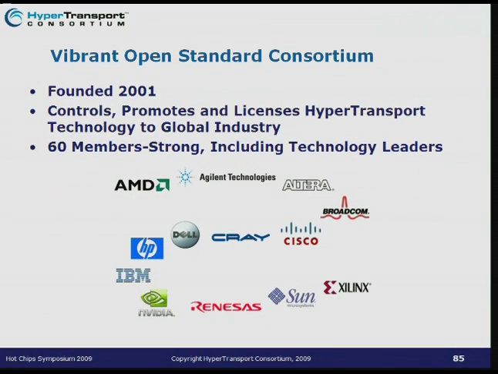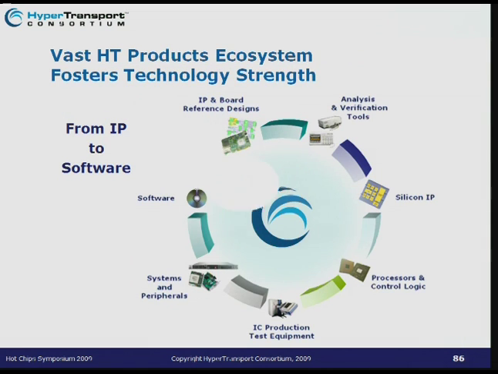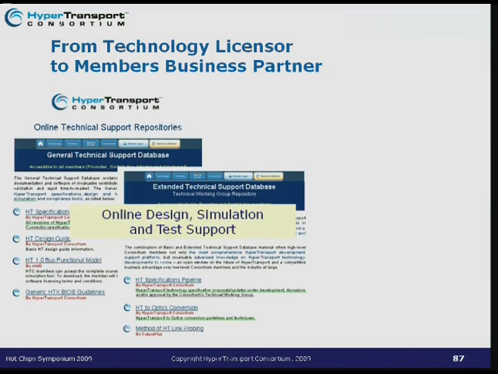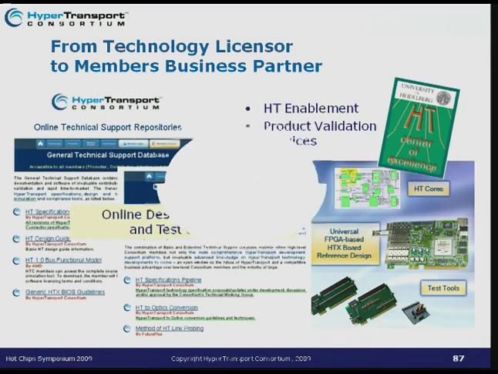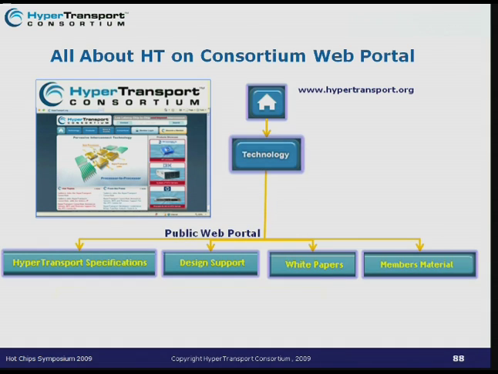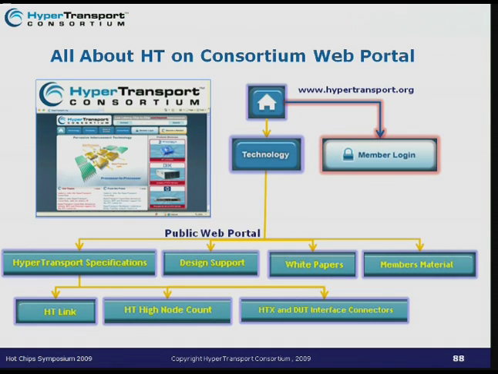And now a few words about the HyperTransport Consortium. It's an open standard consortium that basically handles the non-coherent technology. It was founded in 2001 and basically takes care of controlling and promoting and licensing HyperTransport technology. So there are more than 60 companies in this consortium. And well, if you are interested in the slides, you have more information. And finally, this is how to access the HyperTransport website to get more information.